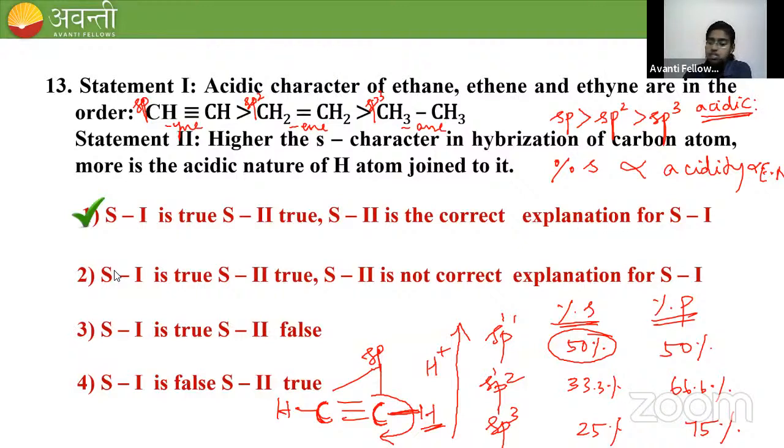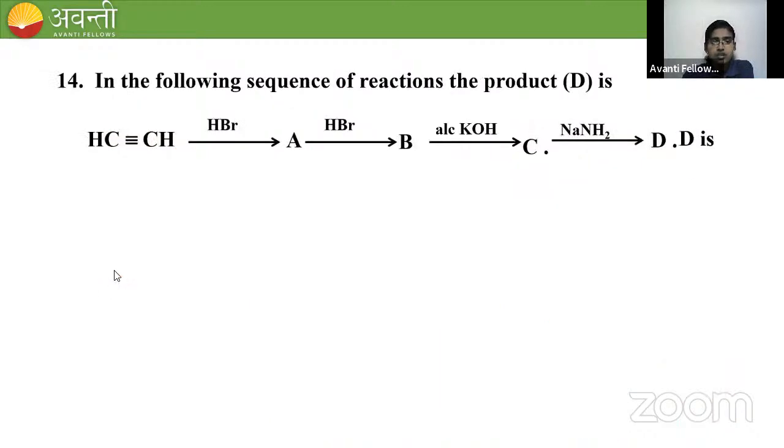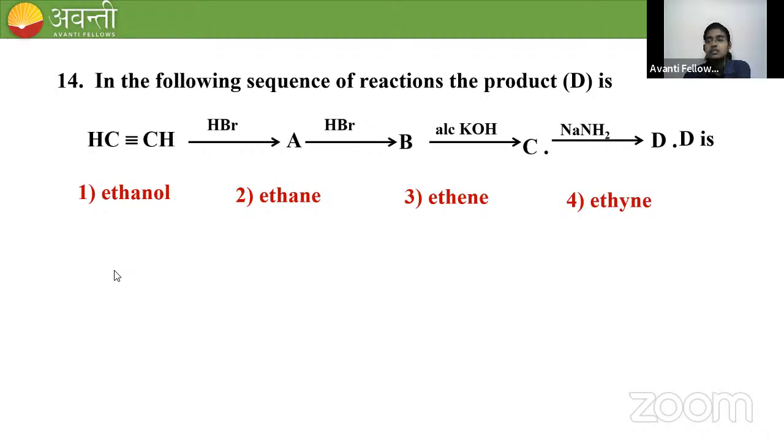Now coming to question number 14. In the following sequence of reactions, the product D is: ethanol, ethane, ethene, and ethane. So what is the product? You see the sequence.